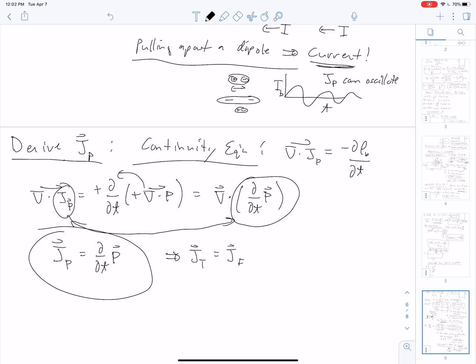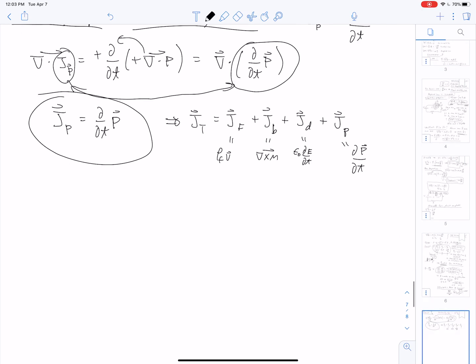And so that means that now the total current density is equal to, not only do we have J free, but we also have J bound, the magnetic J bound, but we also have the J displacement, and now we have a polarization current density as well. J free is just going to be rho free times velocity. J bound is going to be the magnetic one, del cross M. J displacement is going to be epsilon naught dE/dt. And then the polarization current is just going to be dP/dt. Okay, so those are our total current density.